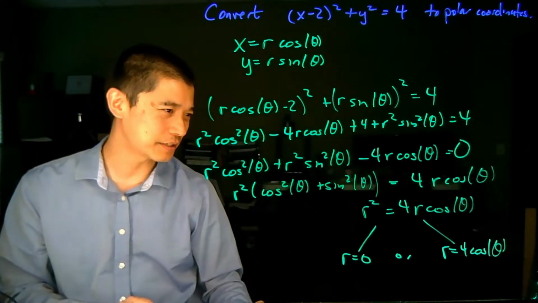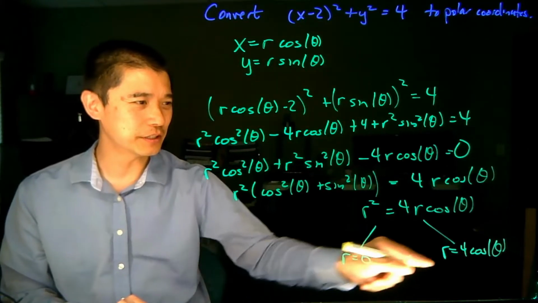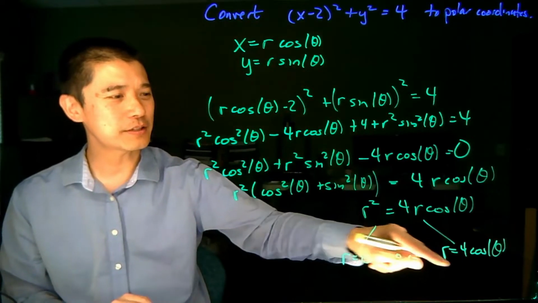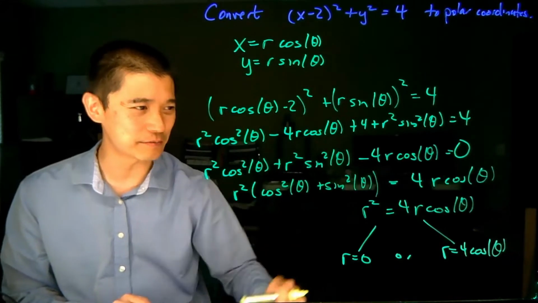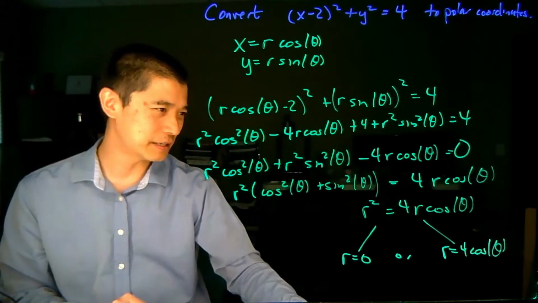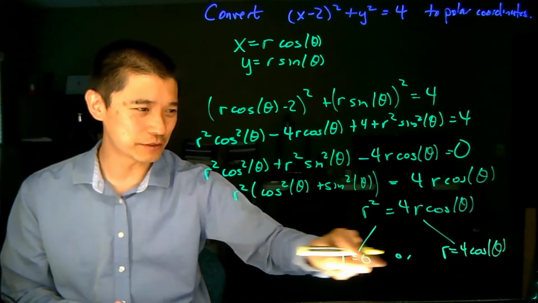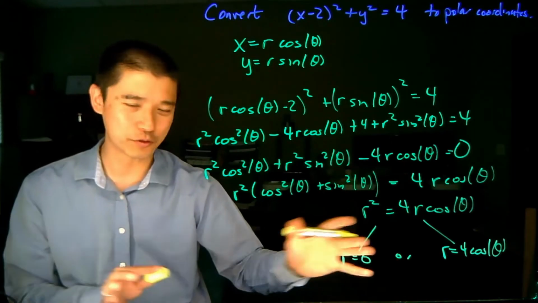Now, here's the interesting thing about this. r equals 0 is just a single point, and r equals 4 cosine theta gives us many more points. So when we set this up, we're actually setting ourselves up with two different cases, and this case is actually a subcase of that one. So when theta is equal to, for example, pi over 2, then this is equal to 0, and so this point is included. So this is extraneous here, but it's worth at least writing it out.